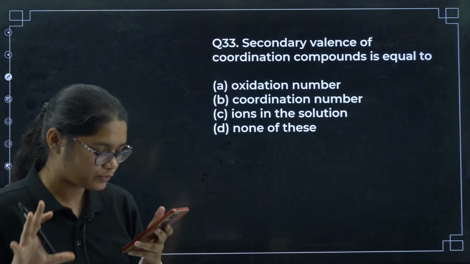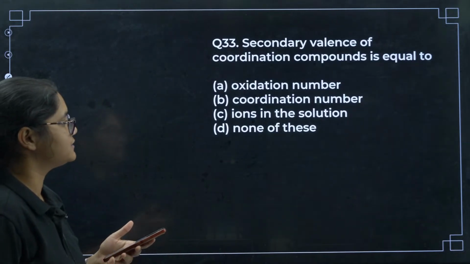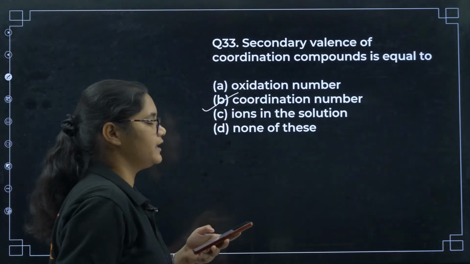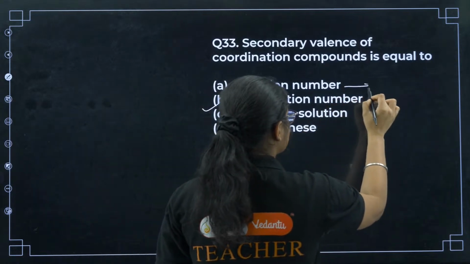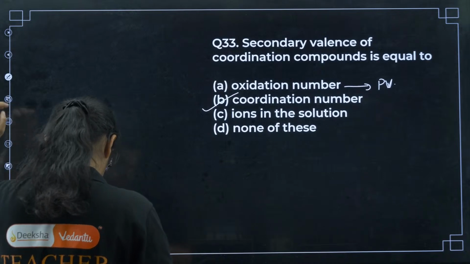I can find huge participation today. Yes, so now can you answer this one? Secondary valency of coordination compounds is equal to, yes, coordination number. Very good. 33 is B. Oxidation number is what? Primary valency. Okay, nothing much to explain here.